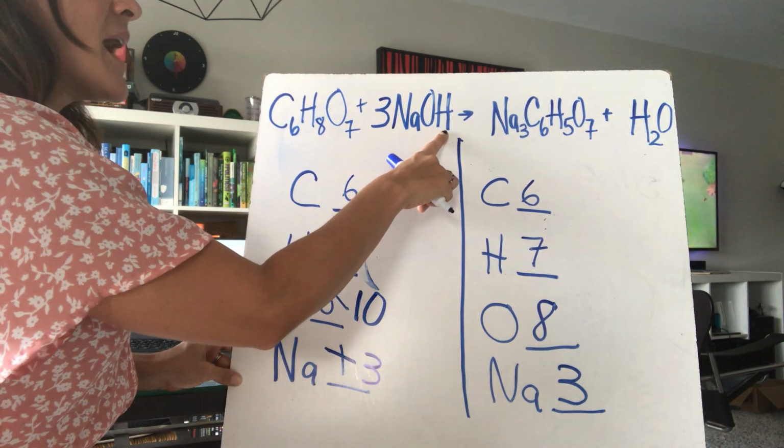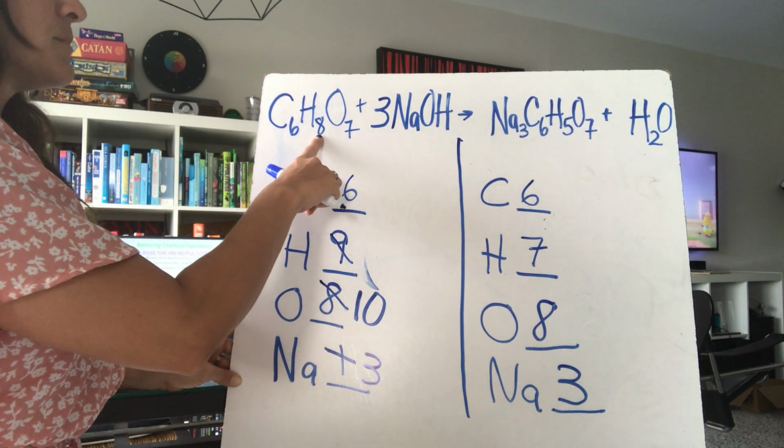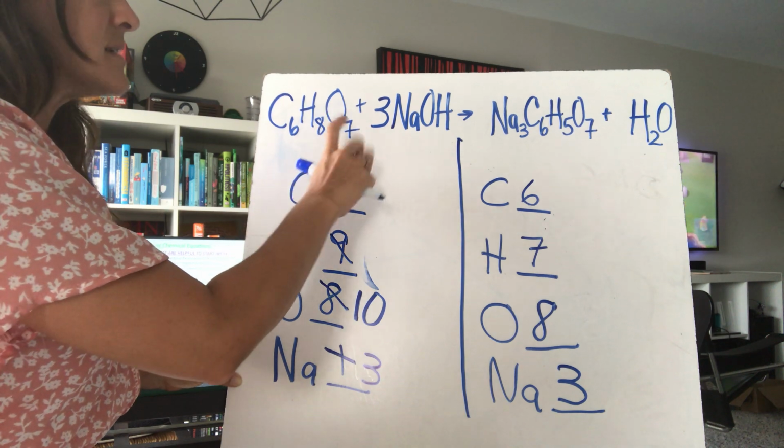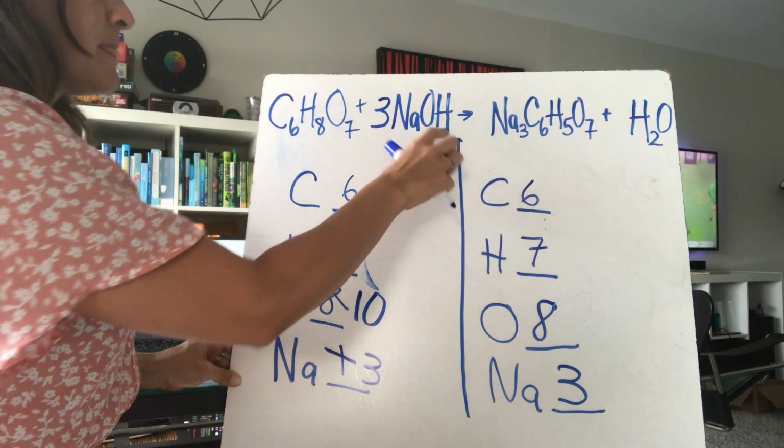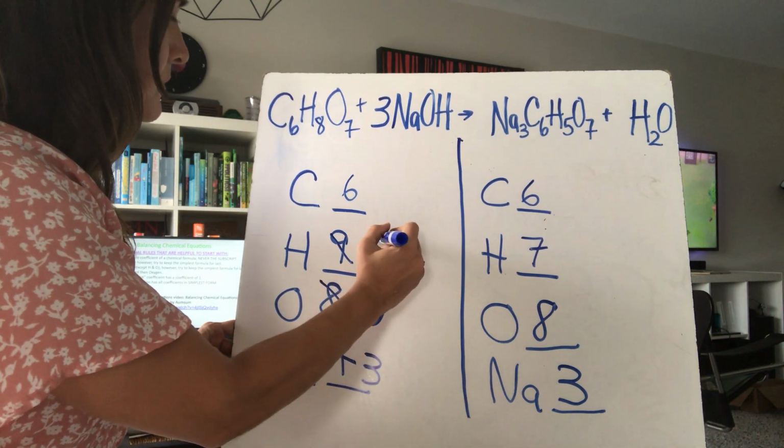3 times 1 hydrogen means there's 3 of them, plus the 8 here. So 8 hydrogens here, plus 3 times 1, 3. So 8, 9, 10, 11, and that's here.